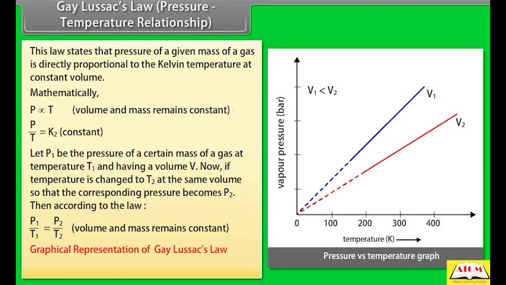Graphical representation of Gay-Lussac's law. Each line of this graph is called isochore.